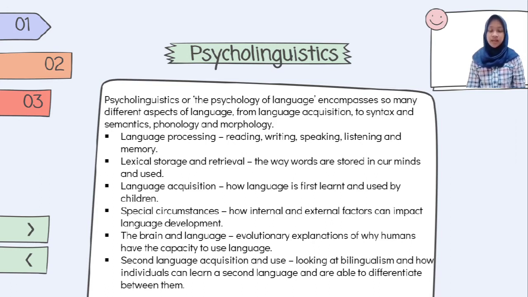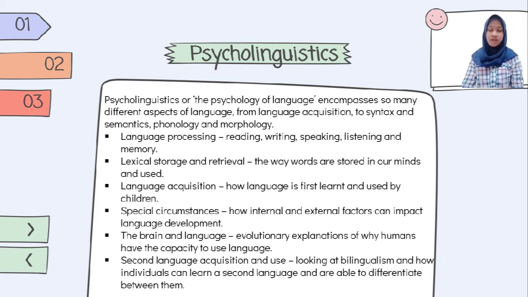For example, learning the rules of grammar and how to communicate with other people. Number 4, special circumstances: how internal and external factors can impact language development, such as twins and their use of twin language, the influence of hearing and vision impairments on acquisition, and how damage to the brain can affect certain aspects of language. Number 5, the brain and language.